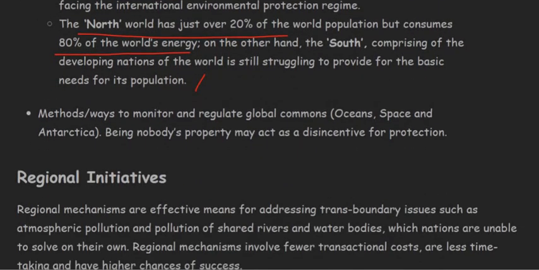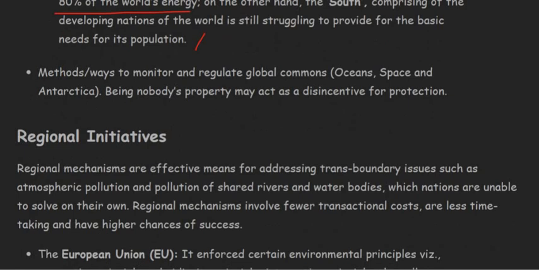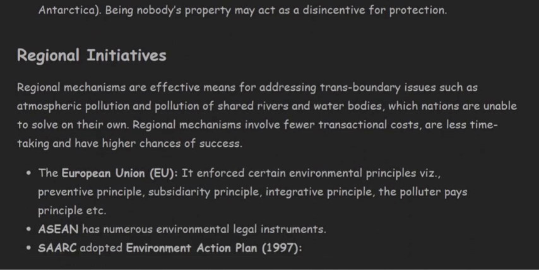There are methods to monitor and regulate the global commons: oceans, space and Antarctica. Being nobody's property may act as a disincentive for protection.